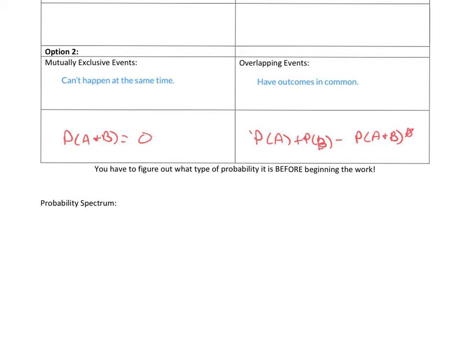Now, in probability, we should be ranging anywhere from 0 to 100% chance of happening. When we look at a theoretical probability spectrum, it should be coming up between 0 and 100.